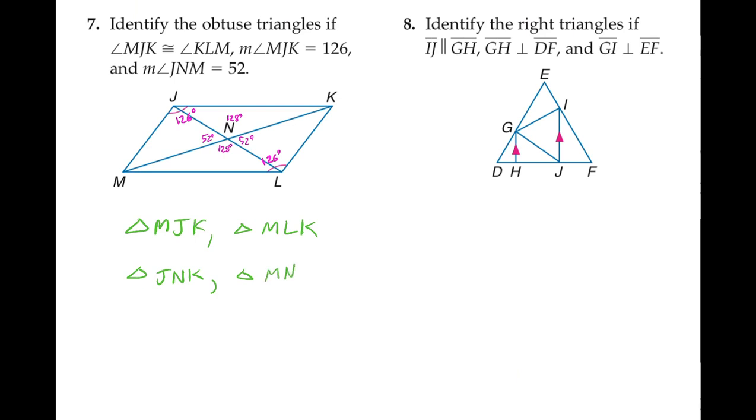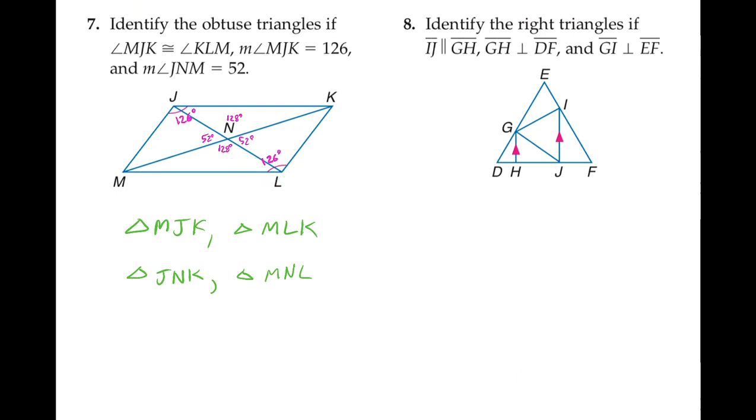And then we have M and L. So those are the only four that we know for sure. However, there might be more depending on how this angle gets split up. Maybe it gets split into like 91 degrees and 35 degrees, and then all of a sudden one of these two would also be an obtuse triangle, but we don't know that, so we'll leave it there.